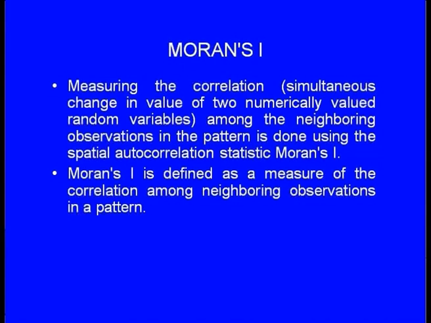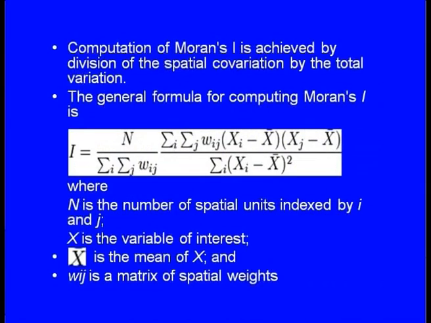Moran's I. Measuring the correlation, that is the simultaneous change in values of two numerically valued random variables among the neighborhood observations in the pattern, is done using the spatial autocorrelation statistic Moran's I. Moran's I is defined as a measure of the correlation amongst neighboring observations in a pattern. The computation of Moran's I is achieved by the division of the spatial covariation by the total variation.